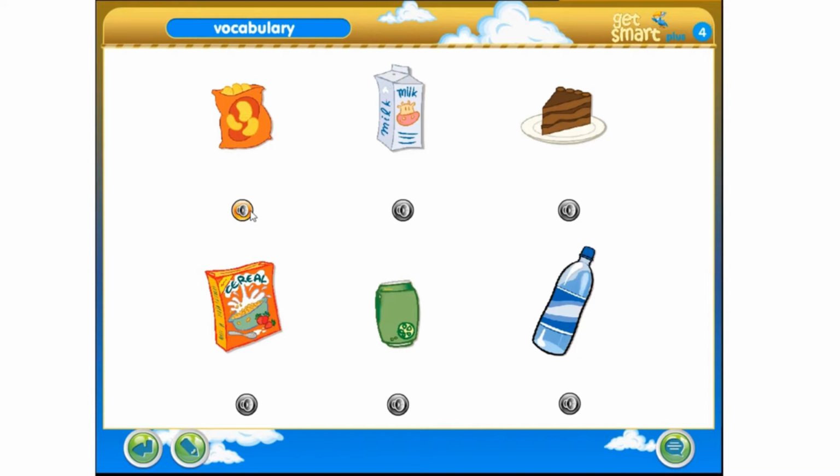A bag of crisps. A carton of milk. A piece of cake. A box of cereal. A can of lemonade. A bottle of water.